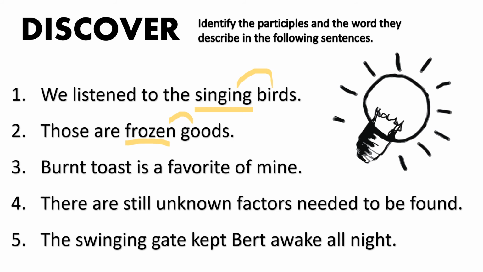How about the third one? Burnt toast is a favorite of mine. Good. Burnt is your past participle describing the noun toast. On the fourth one, we have: there are still unknown factors needed to be found. Obviously, our past participle is unknown, describing the noun factors. And the last example, we have: the swinging gate kept Bert awake all night. We are seeing a present participle here, which is the word swinging, describing the noun gate.